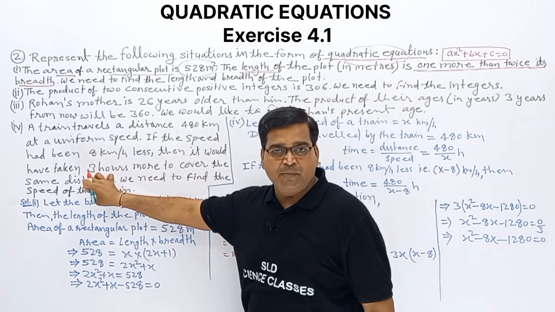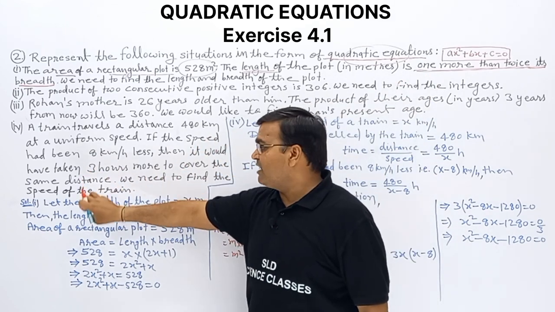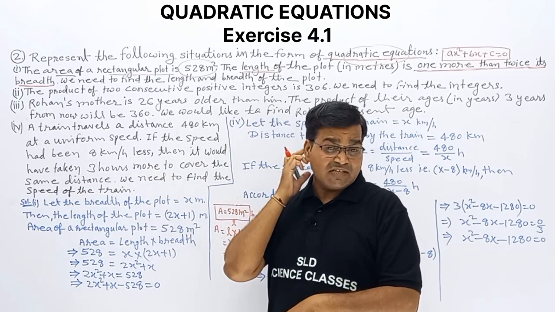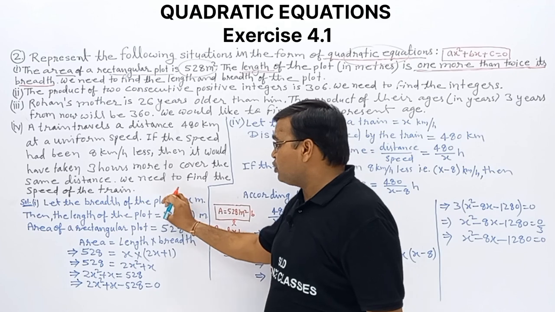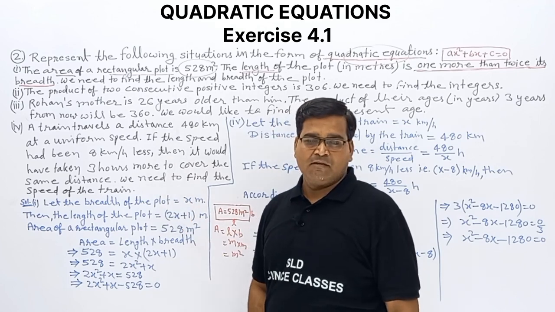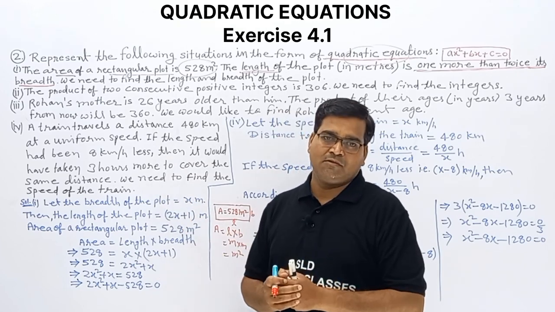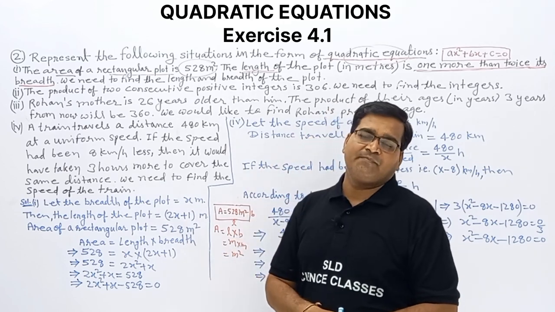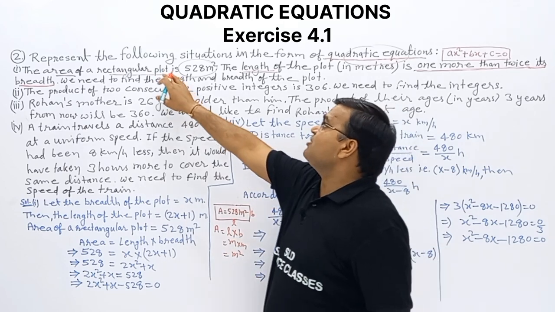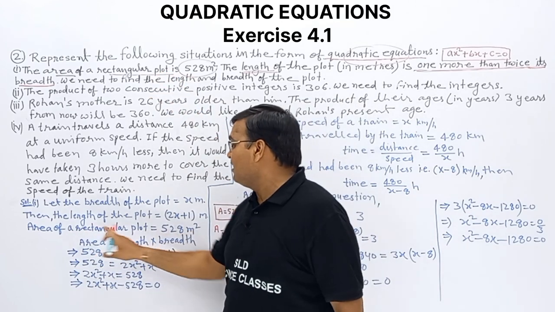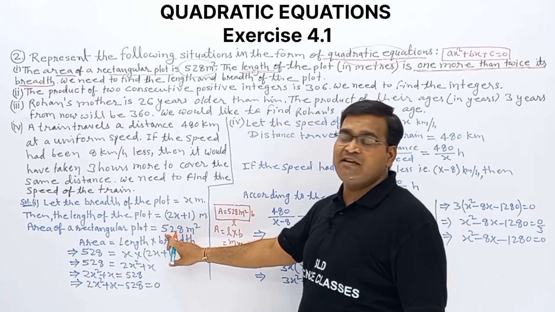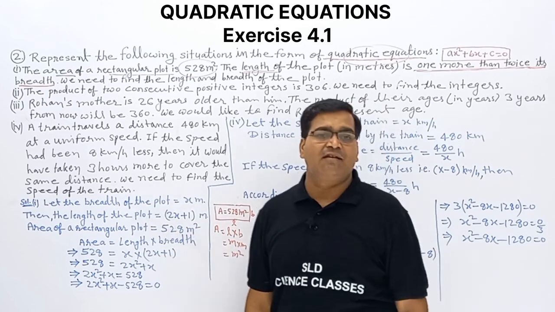Now we first assumed the breadth, and then we got the length. We have both. Then what will we do? We should multiply both. Why? Because we want the quadratic equation, and the area is given. And what is the area? The area of the rectangular plot is 528 meters square.